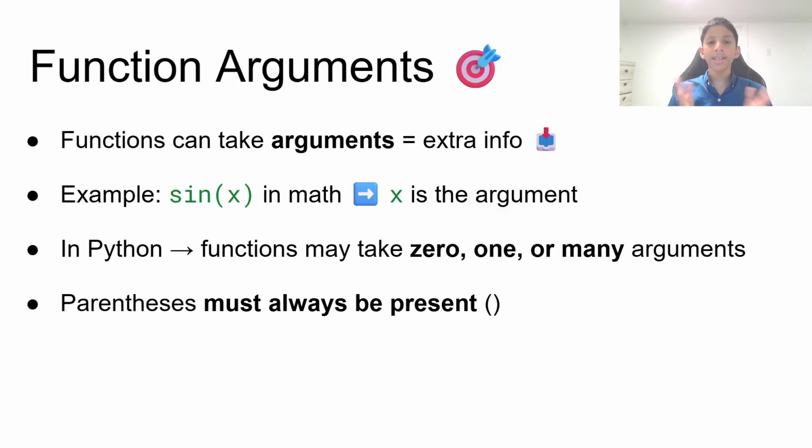So now let's explore function arguments. Functions can take arguments, which means extra info, for example, sin x in math. So basically the x in here, the variable x, is the argument. In Python, functions may take 0, 1, or many arguments, and parentheses must always be present.